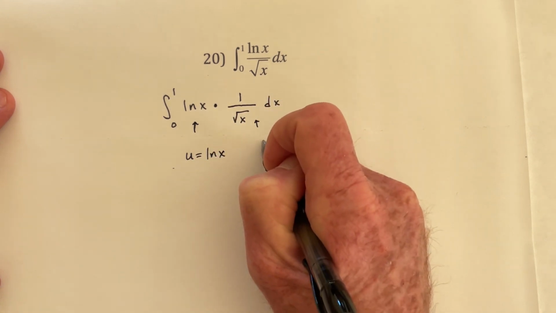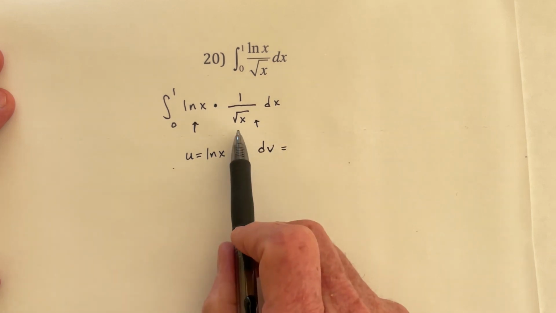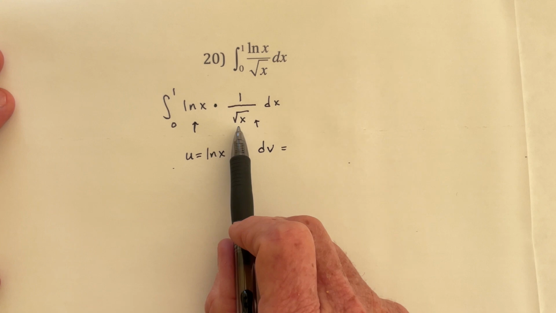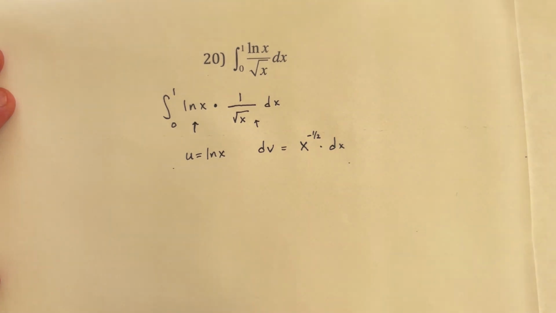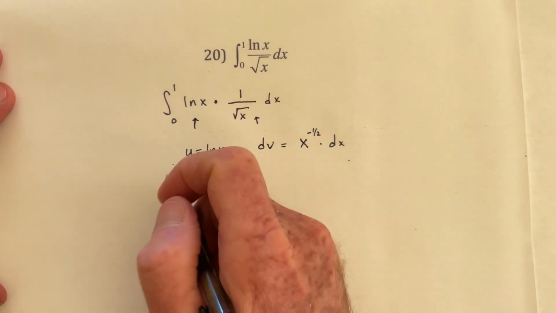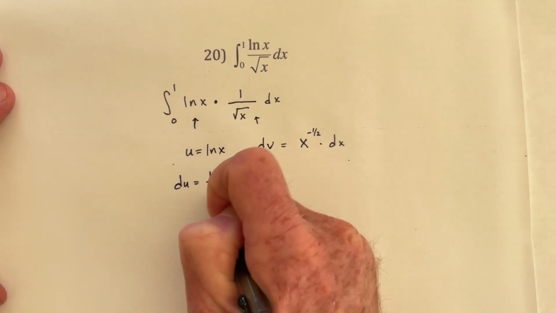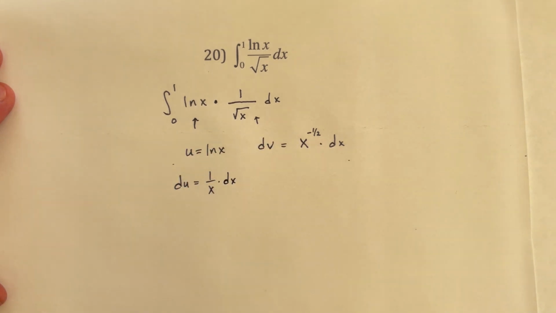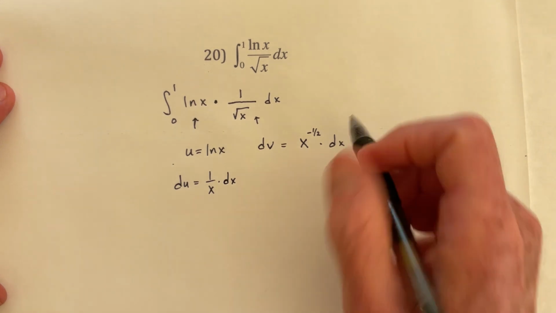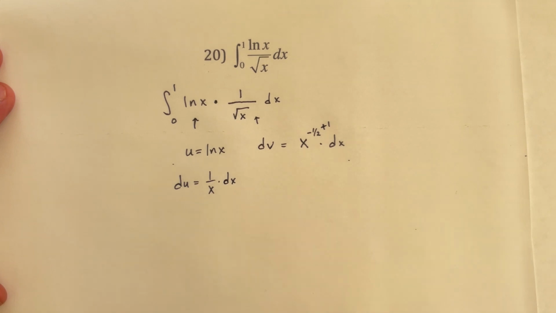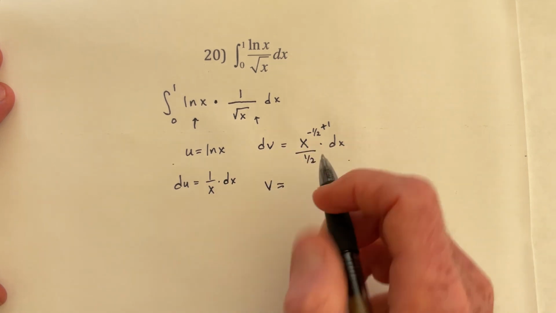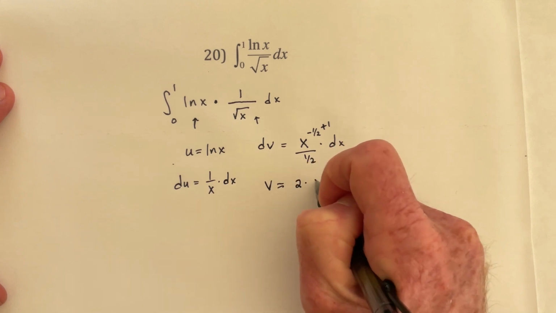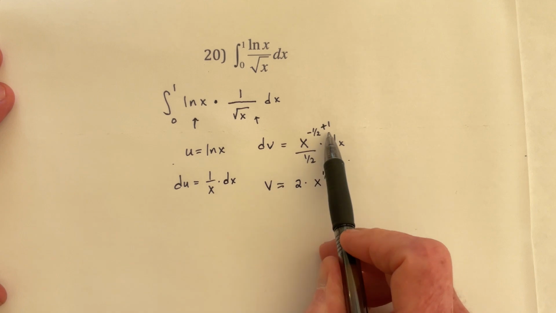This will be the dv, so let dv equal, and then I'm going to need to integrate, so I'm just going to go ahead and rewrite this as x to a negative 1/2. All right, over here, take the derivative. That will be 1 over x dx. And over here, integrate. So add 1 to the exponent, which becomes a 1/2, and divide by 1/2. So v equals, when you divide by a half, that means invert and multiply, so it's going to be 2, and then x to the positive 1/2 exponent right here.